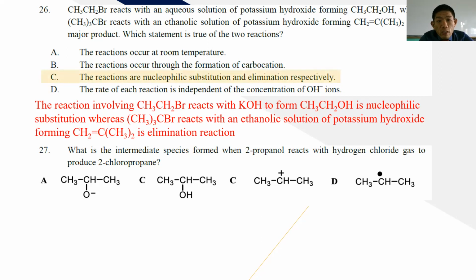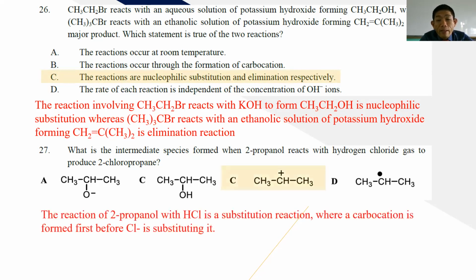And the last option, rate of reaction is independent of the OH, which is wrong because the first one, the nucleophilic substitution reaction, is seriously dependent on the concentration of OH minus since it is an SN2 mechanism. So the best answer here is C. 27. What is the intermediate species when 2-propanol reacts with hydrogen chloride gas to produce 2-chloropropane? Because it is a secondary haloalkane, there is a chance for it to undergo the SN1 mechanism. In SN1 mechanism, you can form a carbocation. So the best answer here will be C.